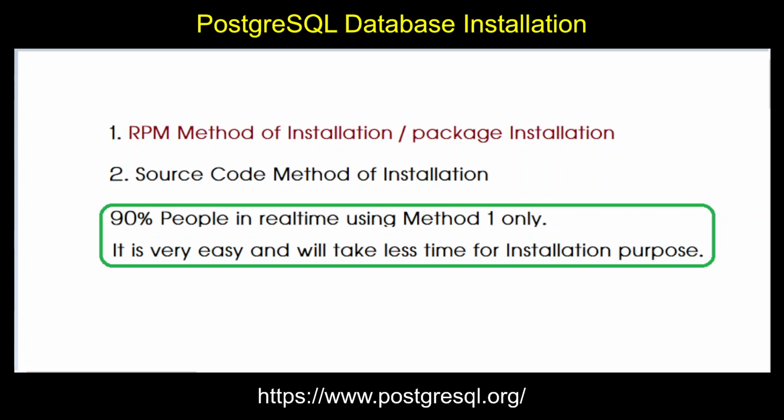So generally we have two types of methods. The first one is the RPM method of installation. The second one is the source code method of installation. Usually 90% of the people in real time use method 1 only, because it's very simple and takes less time for installation. That is why 90% of the time we prefer to install the server with the RPM method only. Okay, we'll see the source code method of installation later. I will explain it later.